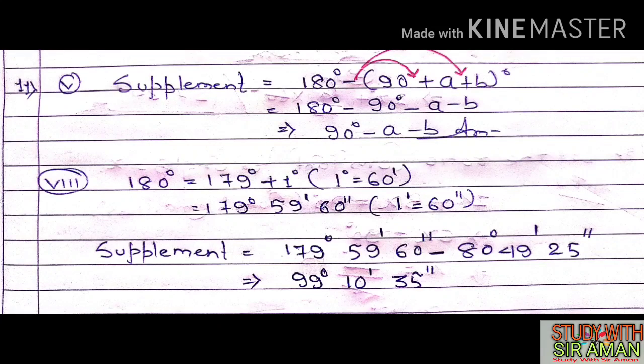Important is number 8. 180 degree is equal to 179 degree plus 1 degree, we can write. Here you have to understand very nicely. 1 degree means 60 minutes, okay, and 1 minute means 60 seconds. So 180, how can we write? We can write 179 degree 59 minutes 60 seconds, and we have to subtract from this. You can do it very easily. Check.